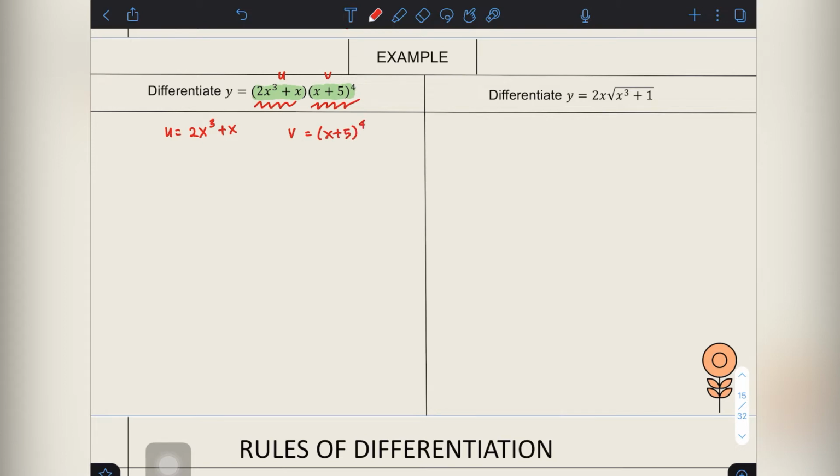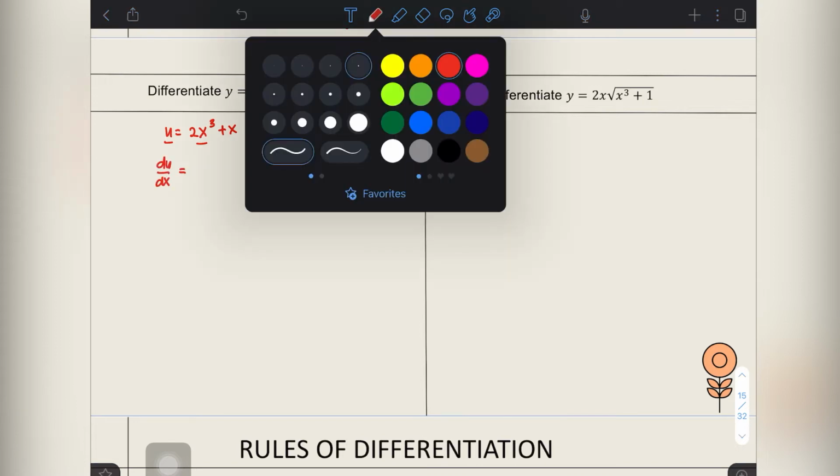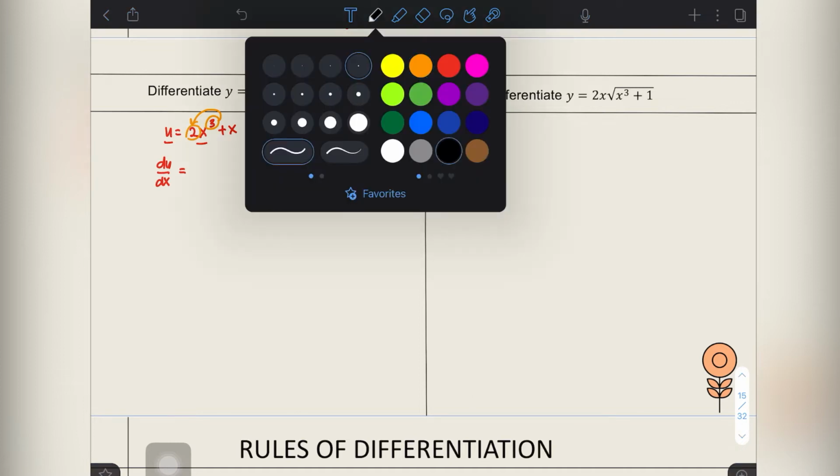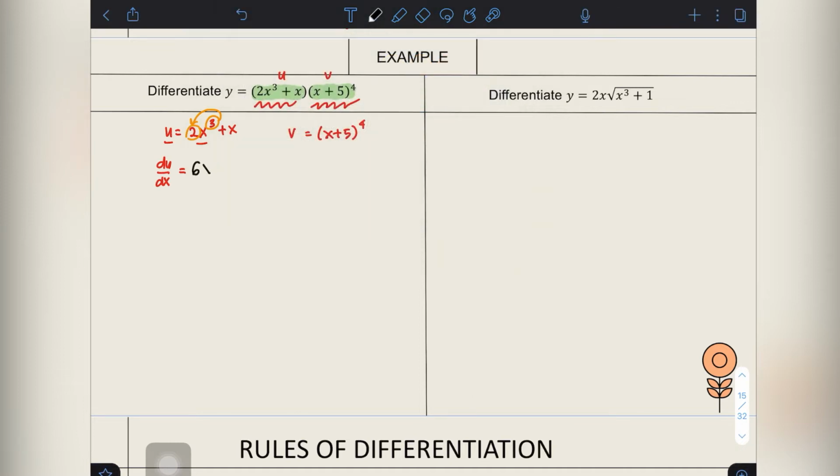Okay, next step, we need to differentiate both functions. So the first one is u. You want to differentiate in terms of x. You will get du/dx. So now you want to find your du/dx. Do a two-step differentiation, which is the power 3 here. Bring it in front and multiply with the 2. So 3 multiplied by 2, you will get 6x.